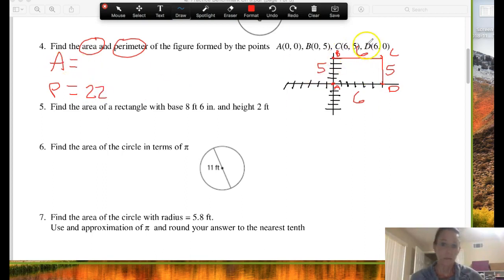Area is just length times width. 6 times 5 is 30. Simple enough. All right, find the area of the rectangle with base 8 feet 6 inches and height 2 feet.